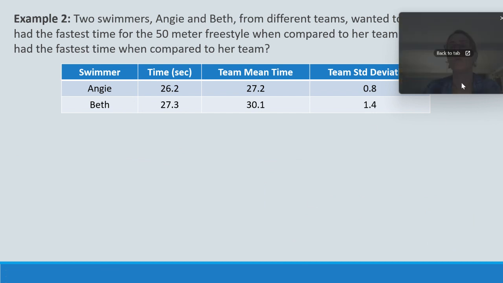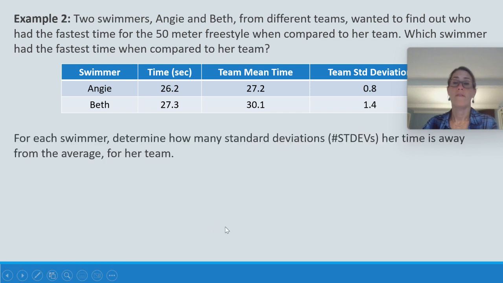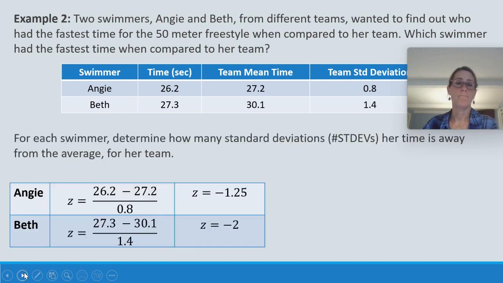Another example, 2 swimmers, Angie and Beth from different teams, wanted to find out who had the fastest time for the 50-meter freestyle when compared to her team. Which swimmer had the fastest time compared to her team? So Angie had a time of 26.2 seconds, and her team had a mean time of 27.2 seconds, and a team standard deviation of 0.8 seconds. Beth had a time of 27.3 seconds, but her team had a mean time of 30.1 seconds and a team standard deviation of 1.4. So we're going to figure out each z-score and then compare them.